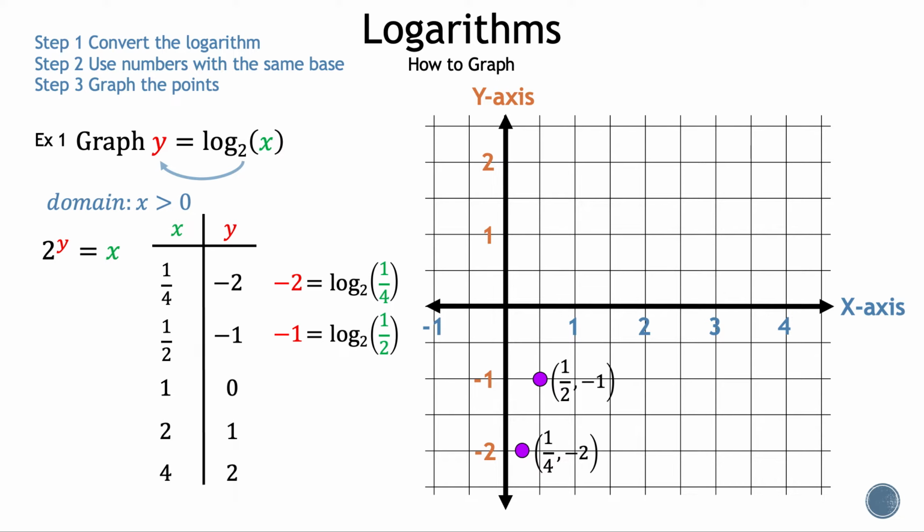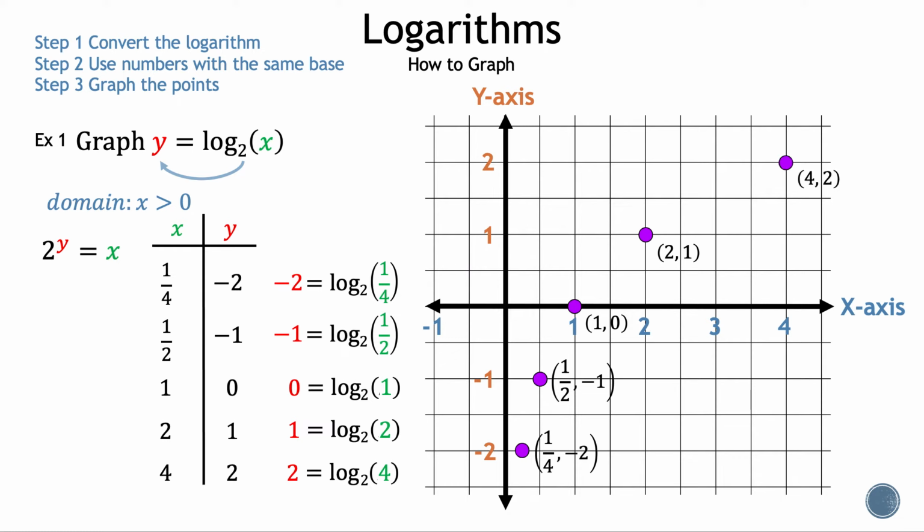Now let's convert the point (1, 0) to a logarithm, and it becomes 0 is equal to log of 1 to base 2. Let's plot that point. The point (1, 0) is on the x-axis. Now let's convert the point (2, 1) to a logarithm, and it becomes 1 is equal to log of 2 to base 2. Let's plot that point, and the point is in the first quadrant. Now let's convert the point (4, 2) to a logarithm, and it becomes 2 is equal to log of 4 to base 2. Let's graph that point, and the point (4, 2) is also in the first quadrant.